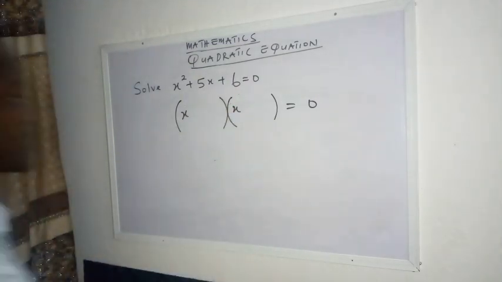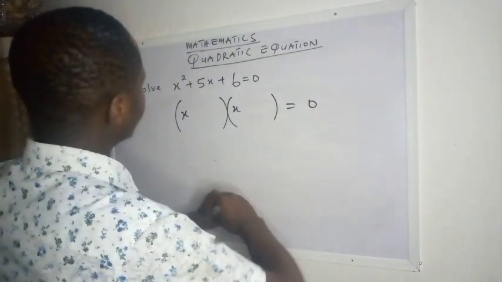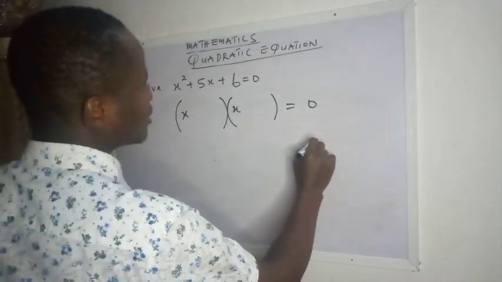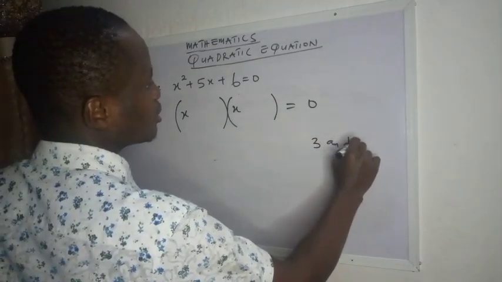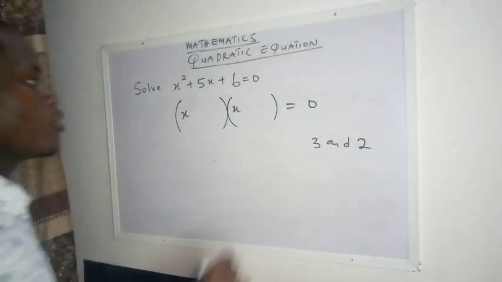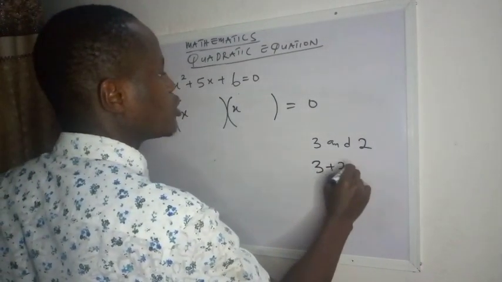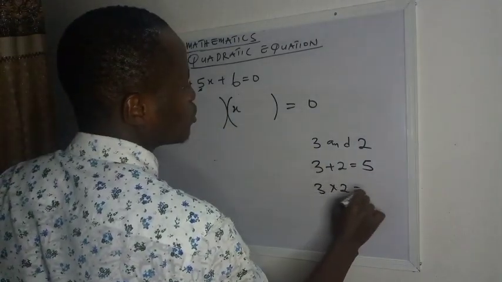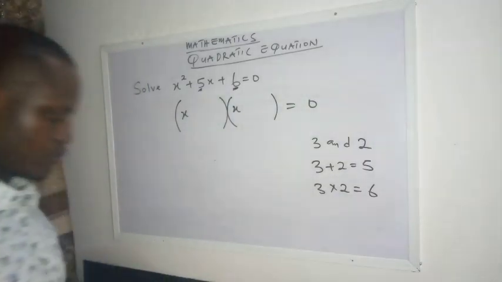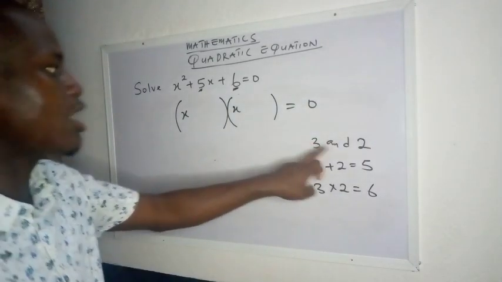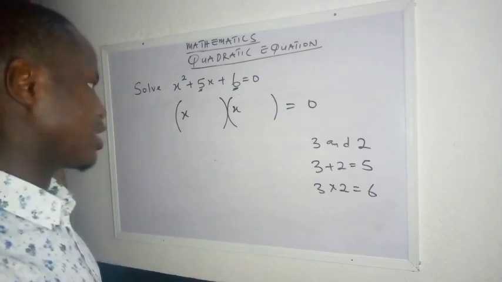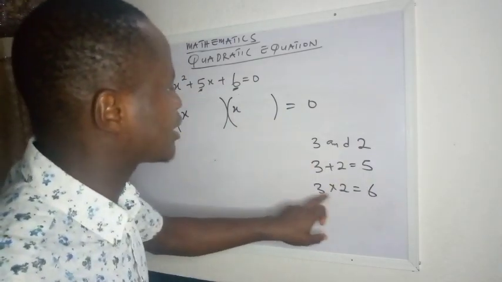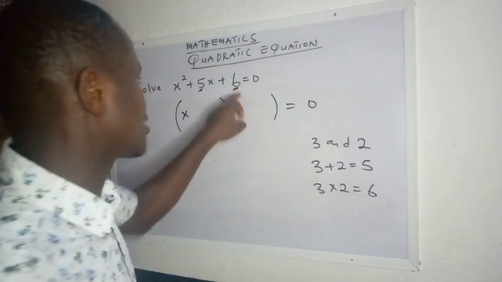Now let's think of these numbers. It's obvious the 2 numbers are 3 and 2. Why 3 and 2? Because 3 plus 2 is equal to 5, and 3 times 2 is equal to 6. If you add 3 to 2, you get 5, which is the middle term. And if you multiply 3 and 2, you get 6, which is the last term.